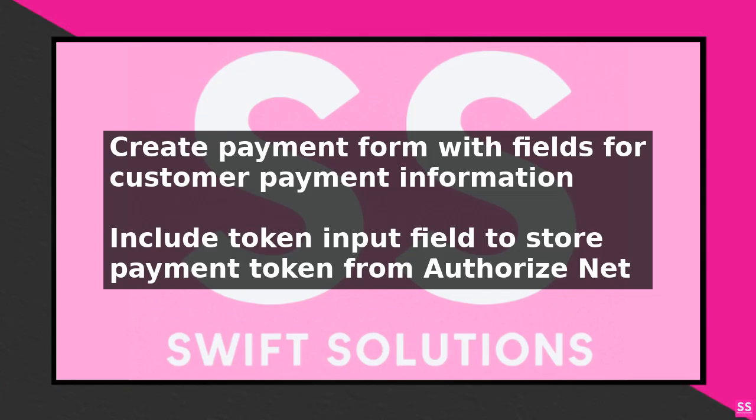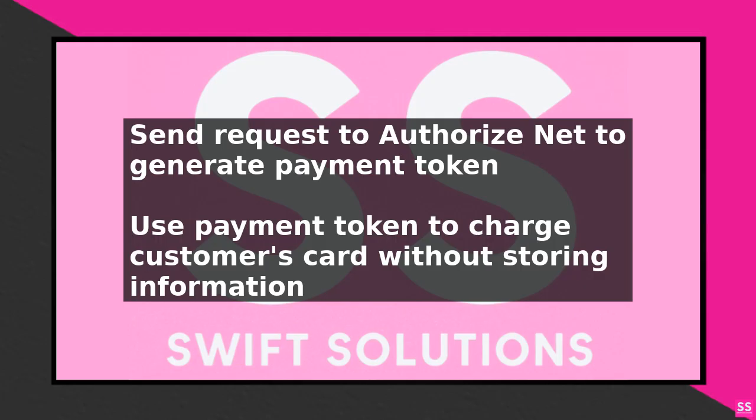When the customer submits the payment form, you need to use the Accept.js library to send a request to Authorize.net to generate a payment token. This request includes the payment information entered by the customer and your Authorize.net API credentials. Authorize.net will then return a payment token that you can use to charge the customer's card. You should never store the customer's sensitive payment information on your server.